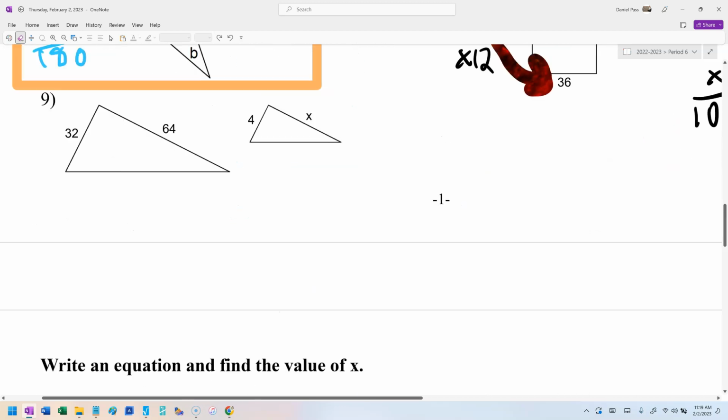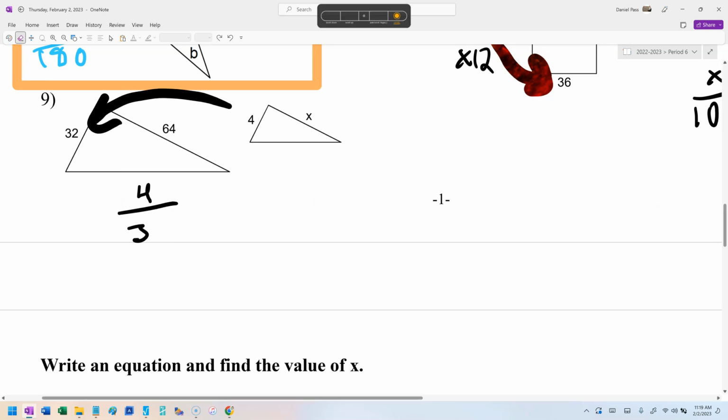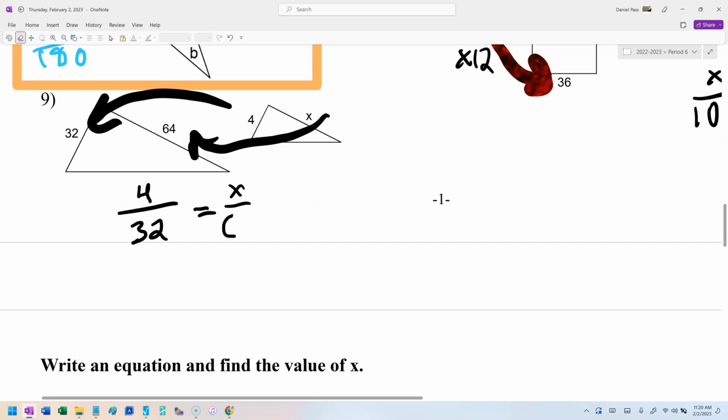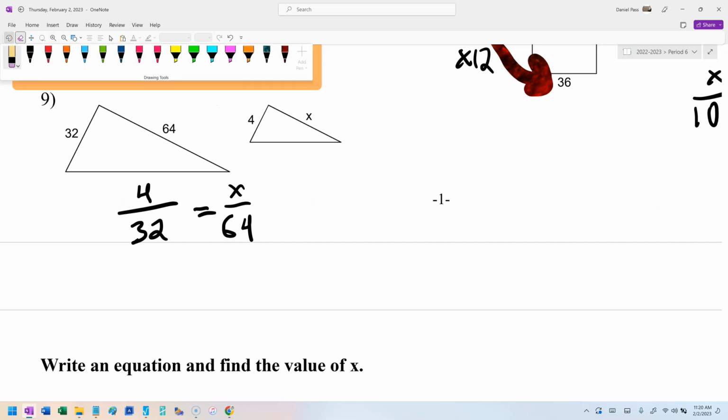Excellent job. All right, so we already did one like this, but I'm gonna do another one real quick. So going from 4 to 32, those two match. And then going from x to 64, those two match. Okay, so now we can do it 2 ways. We can look at the triangles first. That's one way to do it.